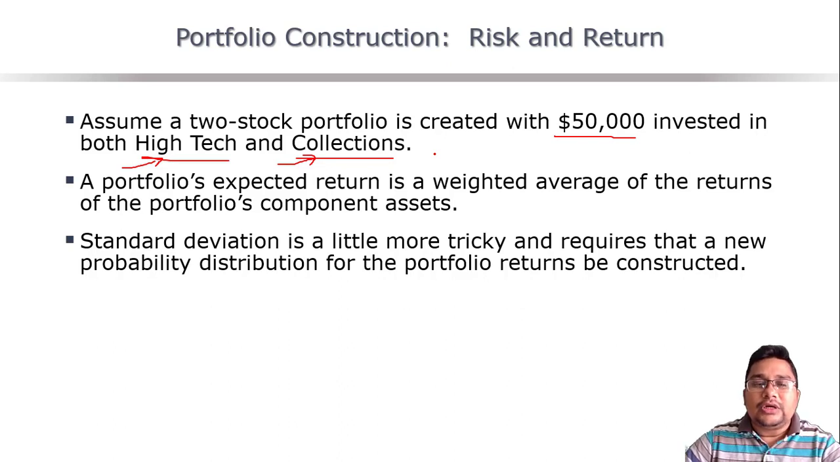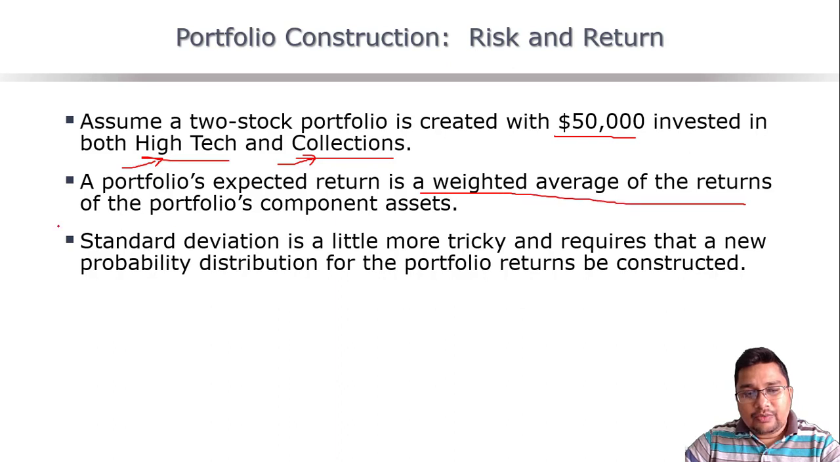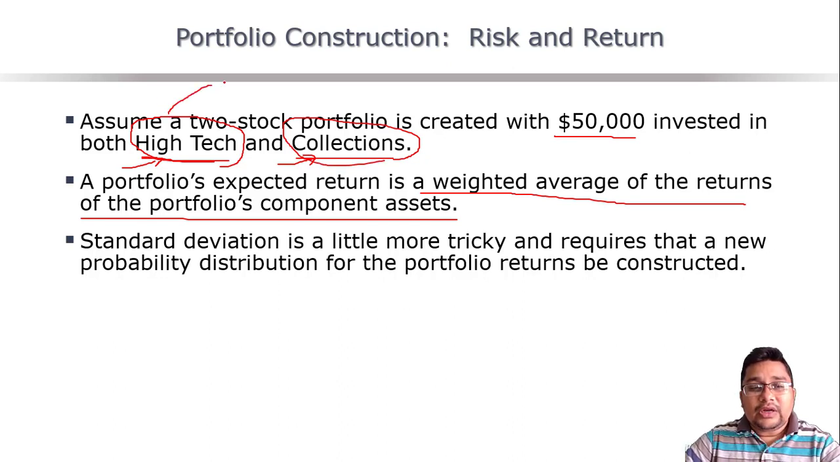Estimation of the portfolio return is very simple. It is the weighted average of the returns of the portfolio's component assets. That means if you have already calculated the expected return of high-tech and also the expected return of collections, then you can take the weighted average of these two returns to get the portfolio return.